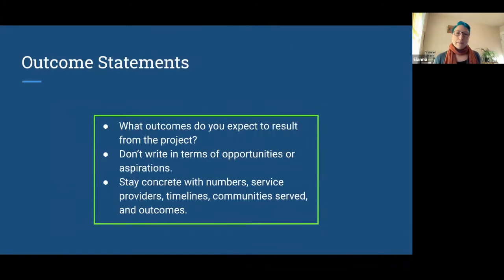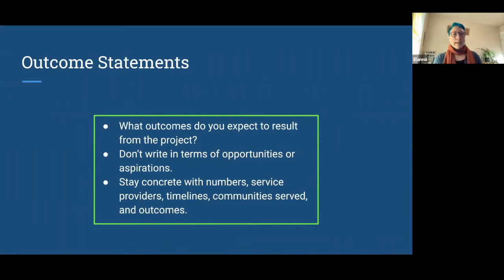So outcome statements. What outcomes do you expect to result from the project? Don't write in terms of opportunities or aspirations. So a lot of times, organizations and groups who may not have written a grant before might be of a mind to say what they want to do, what they hope is going to happen, what they aspire to accomplish. And the funders aren't necessarily interested in that aspect.